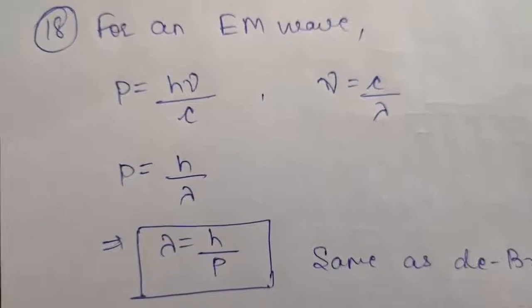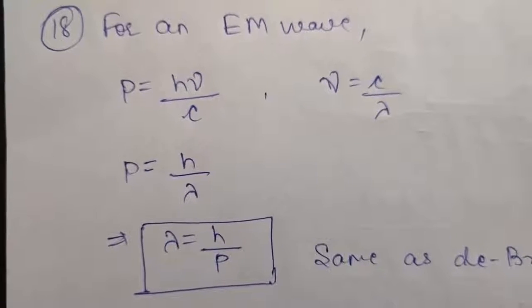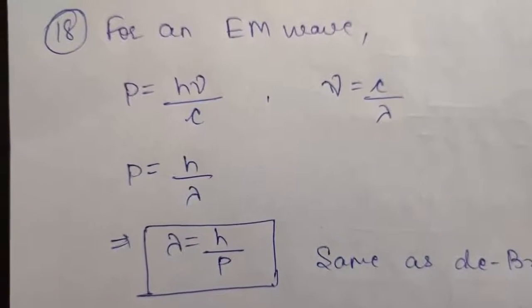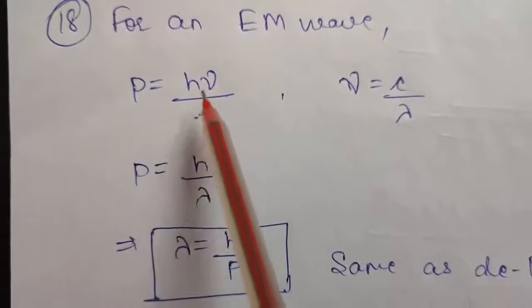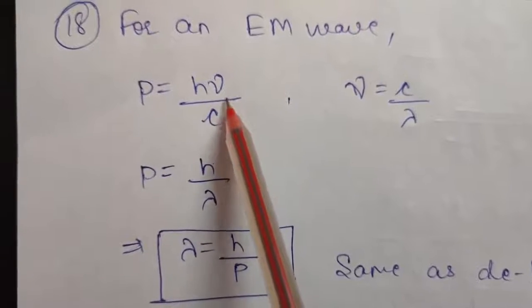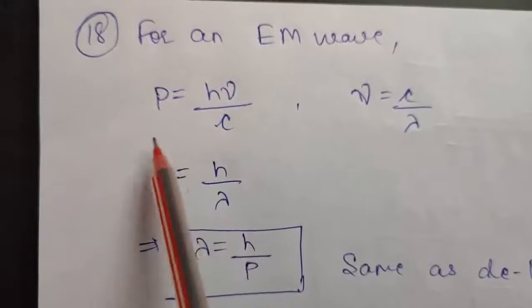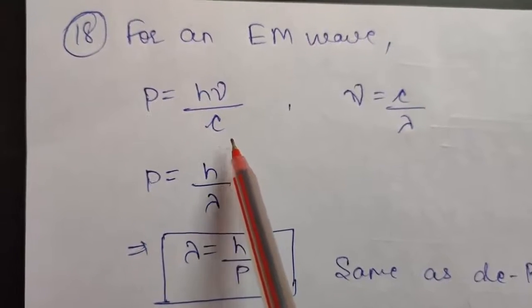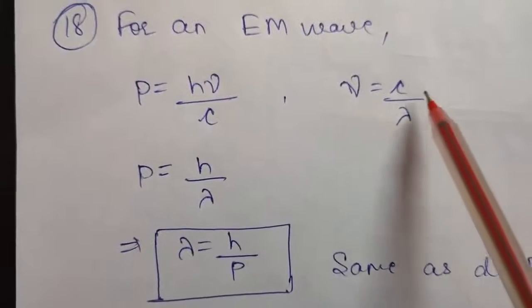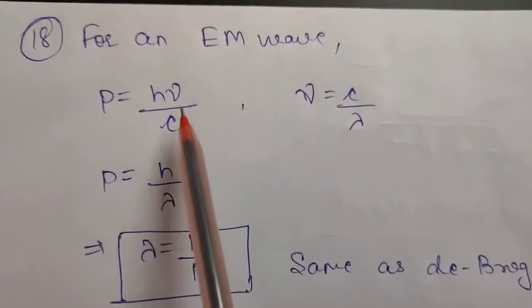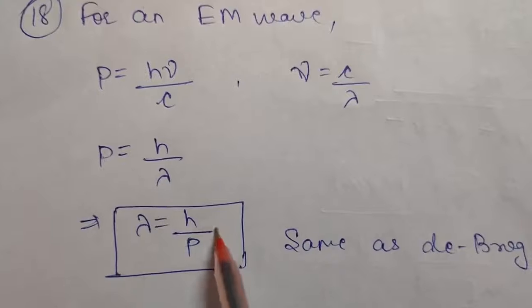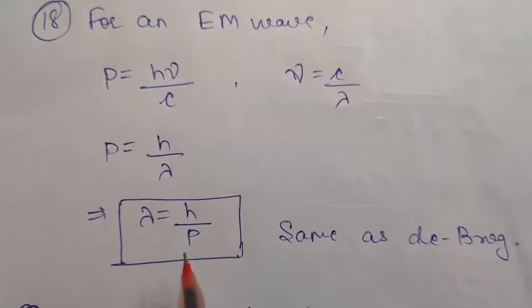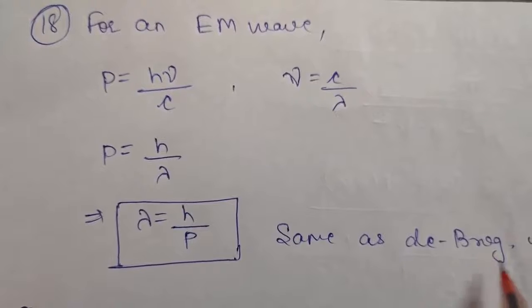For that, first of all, we have to use a formula for the momentum of an electromagnetic wave, which is given by p = h nu by c, where p is your momentum, h is Planck's constant, nu is wave frequency, and c is the speed of light. So this formula is for the momentum of an electromagnetic wave. Now, as you know, nu is given by c by lambda. So just putting that value here, nu by c will be 1 by lambda. So p will be h by lambda, or you can say lambda will be h by p. So as you can see here, this wavelength is same as that of de Broglie wavelength.